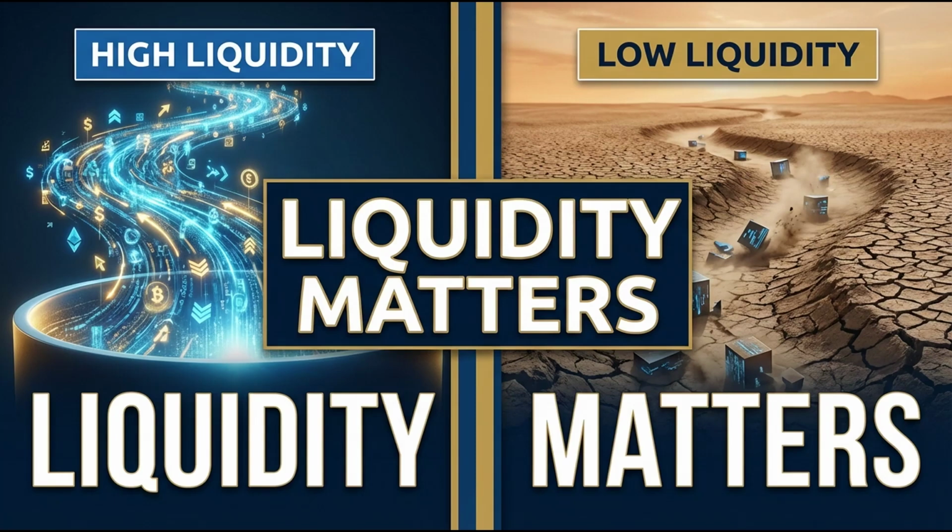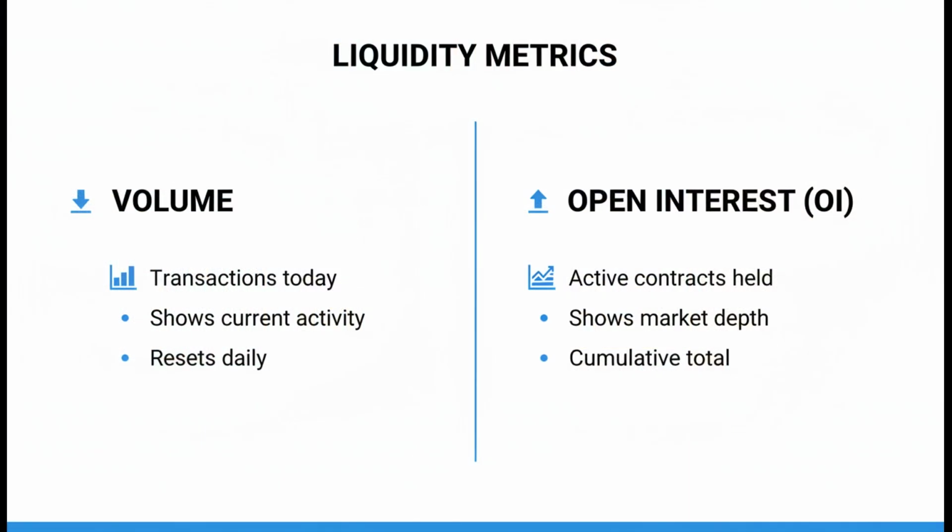In this video, we master liquidity to minimize hidden trading costs. Liquidity is the measure of how easily you can buy or sell an asset without causing a drastic change in its price. In the options market, we gauge this primarily through volume, which is the number of contracts traded today, and open interest, the total number of outstanding contracts.